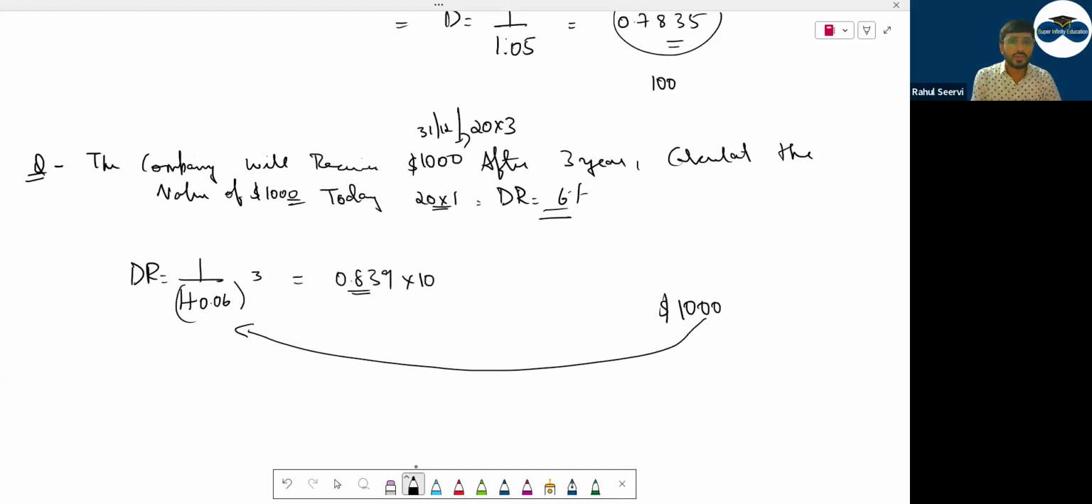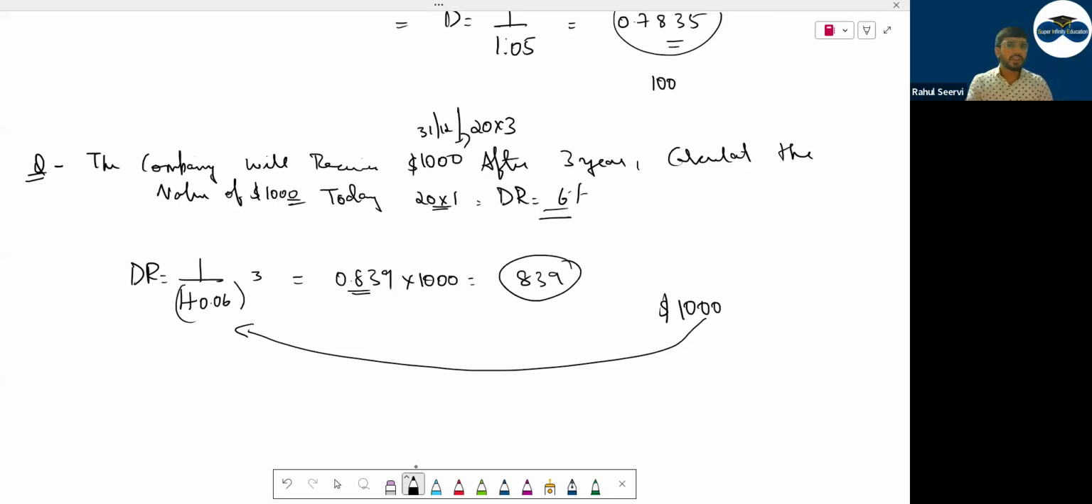I will multiply this by 1,000. So can I say 839? So that means what? If I invest 839 today, after 3 years I will be getting 1,000. Yes or no? Is it clear to everyone? Today if I invest 839, after 3 years I will be getting 1,000. This discounting, the formula and so on, should be clear to everyone.